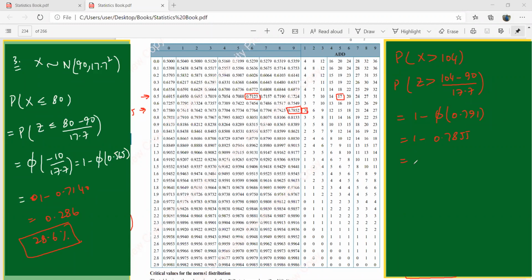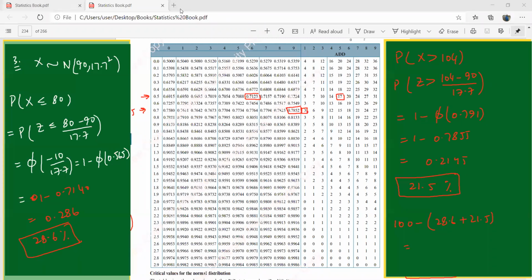0.7855. So 1 minus 0.7855, that is going to be 0.2145. Okay. So this means 21.5% of the tomatoes are in the large category. So if you add these two, 100 minus 28.6 plus 21.5 will give you the ones which are in the medium category, right children?